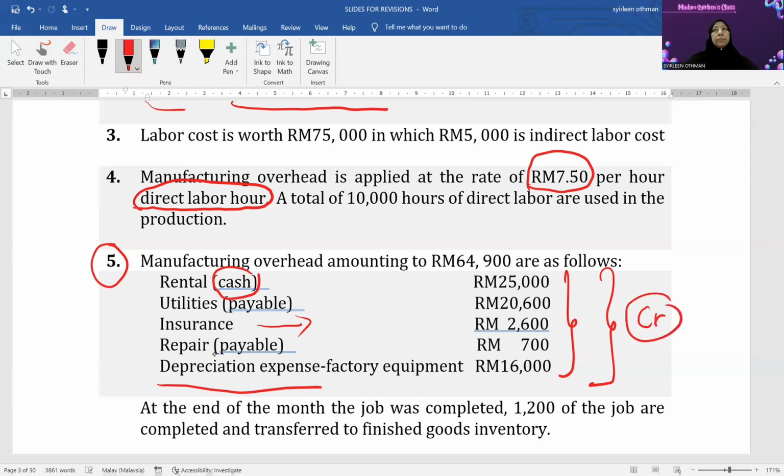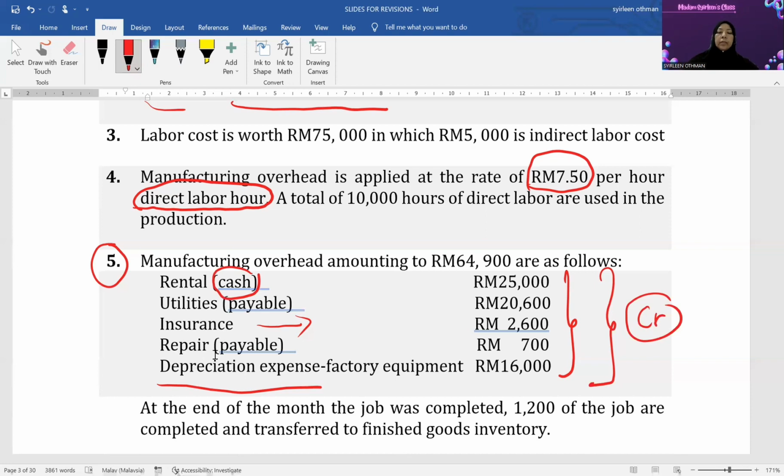So kalau untuk depreciation, kita tak akan credit depreciation expense, kita akan credit dia punya catatan bergu lah, which is the accumulated depreciation for factory equipment. Okay, all right, so at the end of the month the job was completed. Okay, so in this question we are only using one job, so it's a bit easy lah.